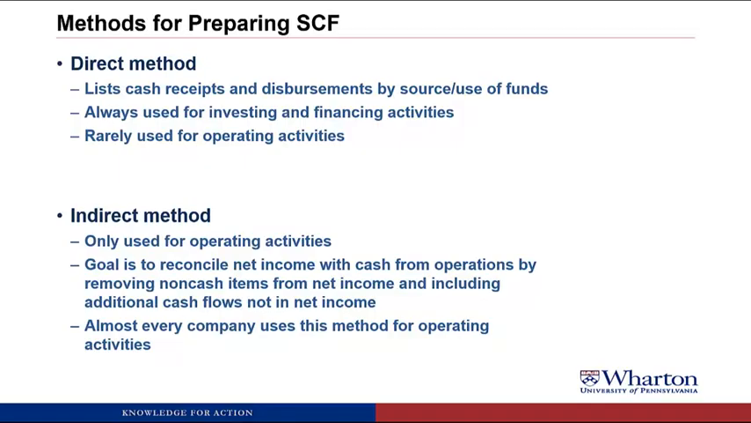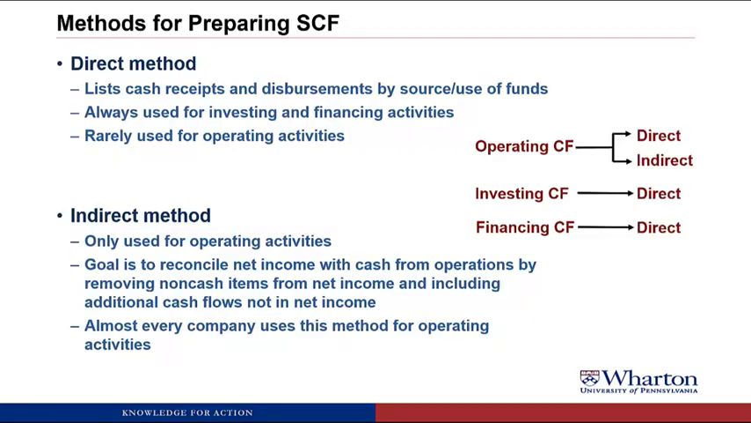This can only be used for operating activities, and the goal is to reconcile net income with cash from operations by removing any non-cash items from net income and including any additional cash flows that were not in net income. So we're going to see a statement that starts with net income, ends with cash from operations, and shows all the differences between the two. Almost every company uses this method for their operating activities, and in fact, if you use the direct method, companies also have to provide the indirect method as well. So what this boils down to is three buckets: operating, investing, and financing. Operating can be either direct or indirect, whereas investing and financing are always the direct method.